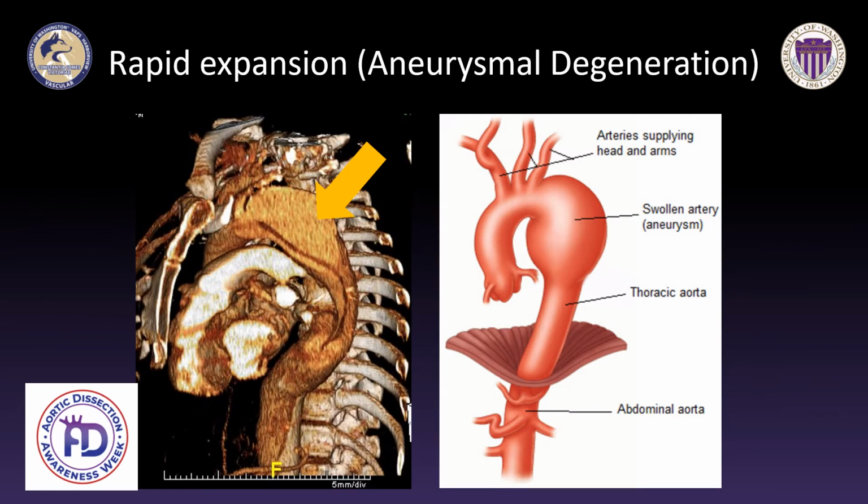Next, we watch for rapid expansion or aneurysmal degeneration. In a sense, we're looking for aneurysms. An aneurysm is the swollen part of the artery, meaning that when we have dissections, the aortic wall is weak and can expand and become an aneurysm. So certainly if this is happening rather quickly after the dissection, that is an indication to treat.